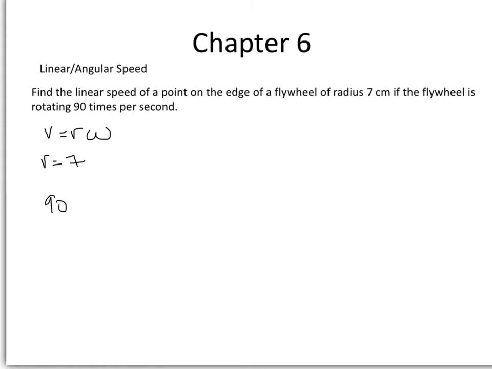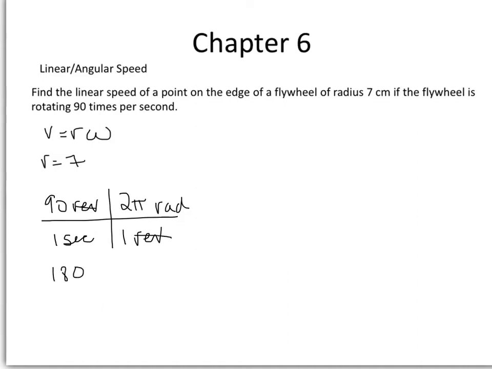So that's 90 revolutions in 1 second. And 1 revolution is 2 pi radians. I'm not told that I need this to be in any particular unit of speed, so this will be fine. So now that I have omega in terms of radians per second, I can multiply this out.